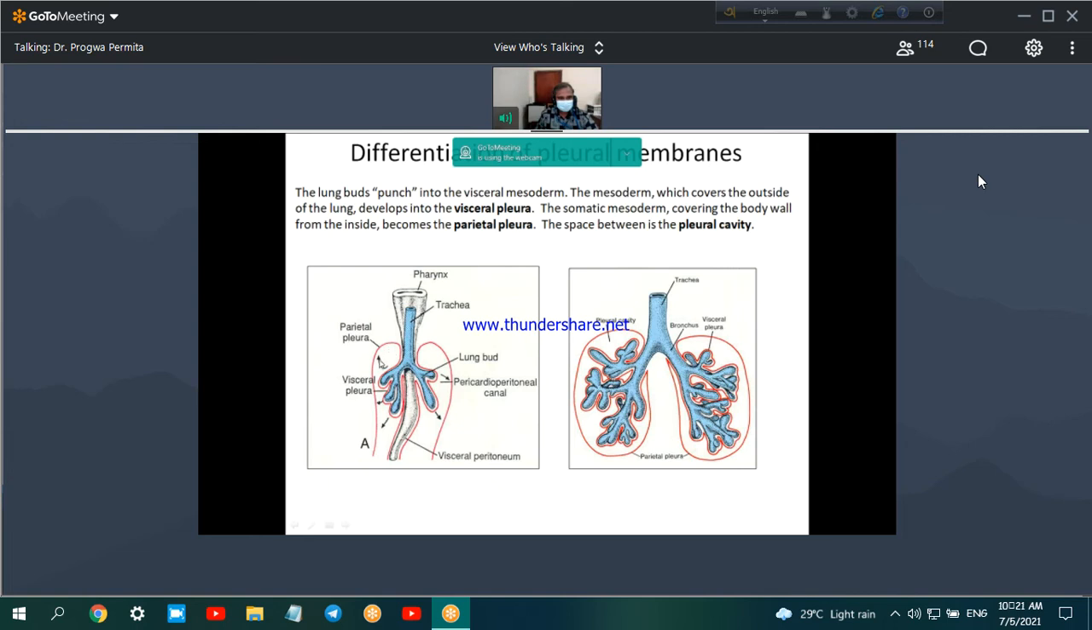In the pleural space, the pleural fluid is present. The pleural cavity is the cavity that persists between the visceral pleura and the parietal pleura. The visceral pleura is formed from the visceral mesoderm, and the somatic mesoderm gives rise to the parietal pleura. The space between them is known as the pleural cavity, which is filled with pleural fluid.